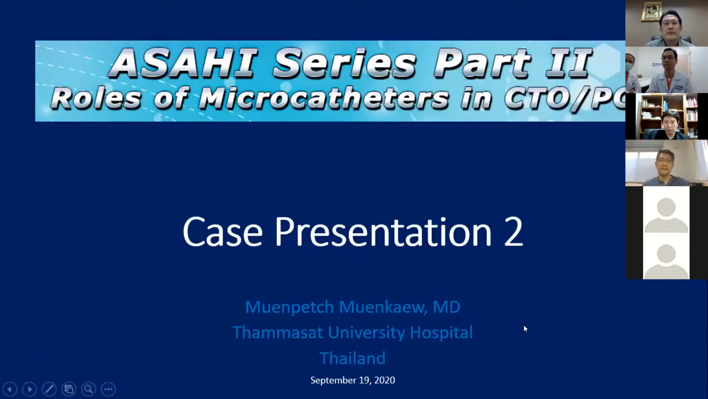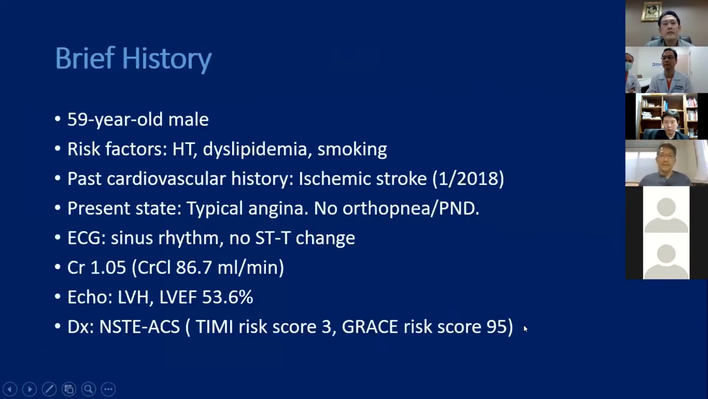Okay, so let's start. This is a case of a 59-year-old male who presented with non-ST elevation ACS. He has good renal function and quite good ejection fraction.